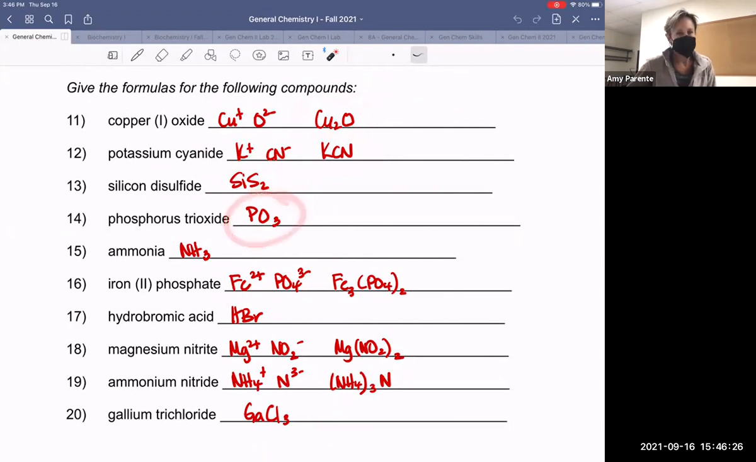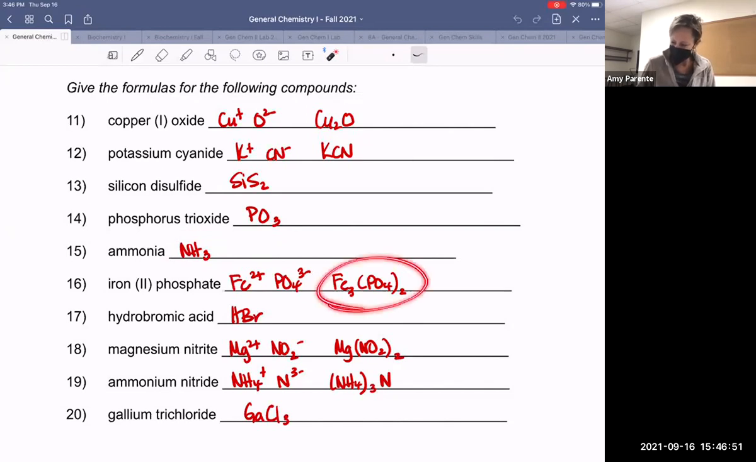Phosphorus trioxide, PO3. Now, questions have come up sometimes when students see this, they'll be like, well, wait a minute, if it's PO3, isn't that phosphite and isn't that going to have a -3 charge? Well, nope, that's a polyatomic anion. This is a covalent molecule. So PO3 is a covalent molecule. Here's ammonia. Again, we've seen ammonia a couple times in this set of 5 sheets here.